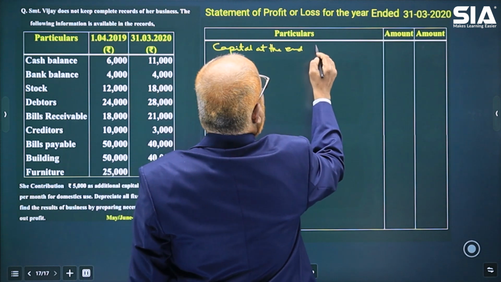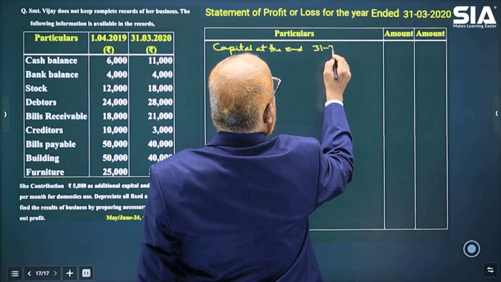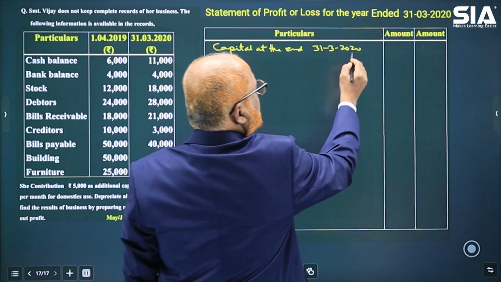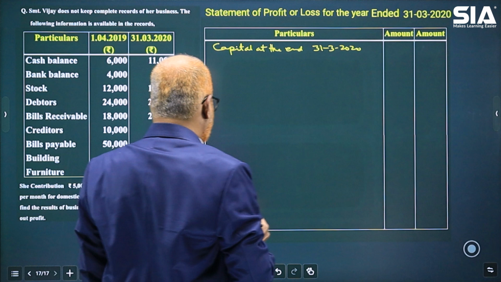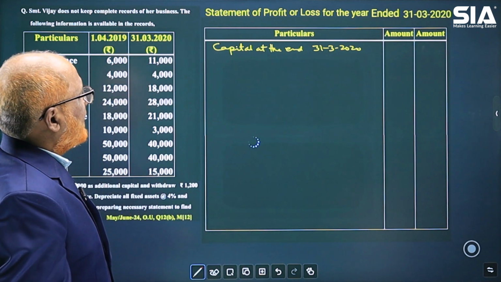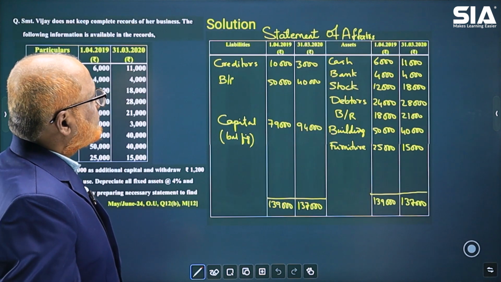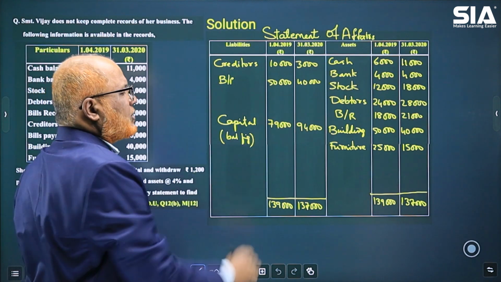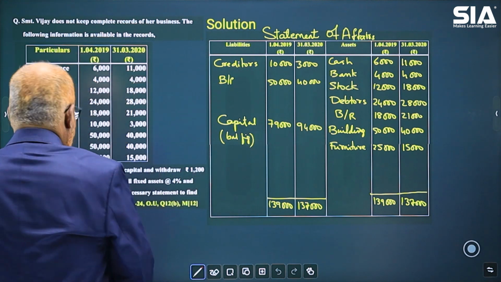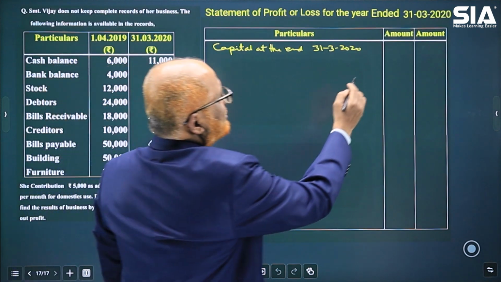At the end of the year. End of the year means 31st March 2020. How much was the capital at the end of the year? Just now we have calculated. We'll check how much capital is at the end of the year. You can see here 94,000. Current year 94,000. So we write 94,000.